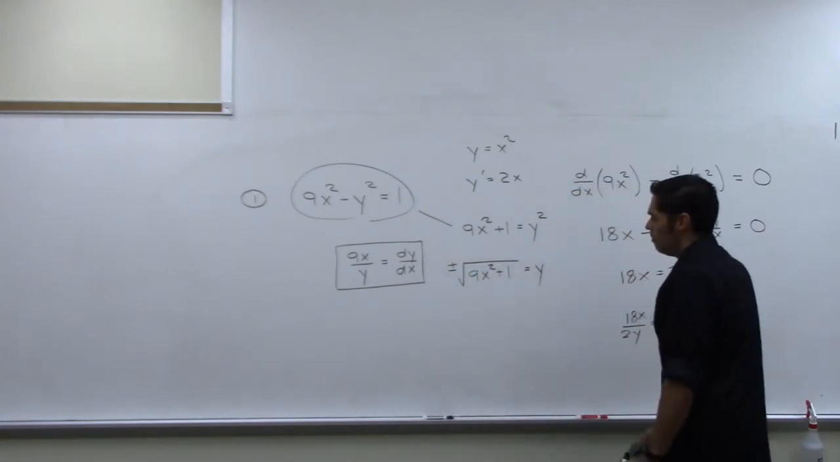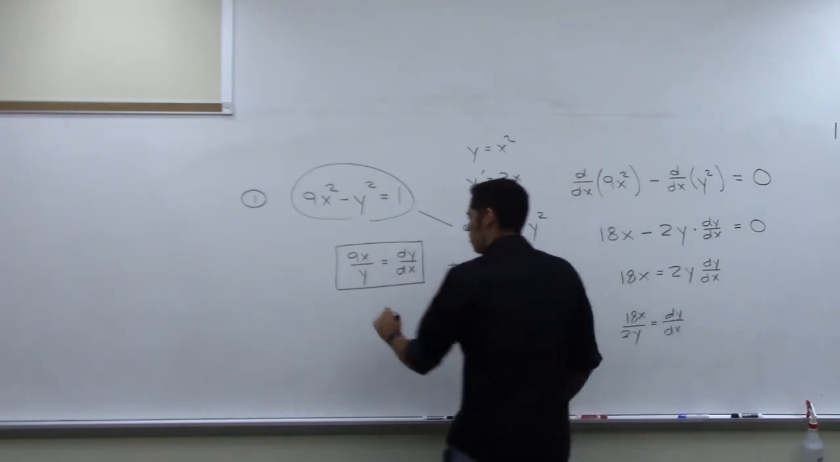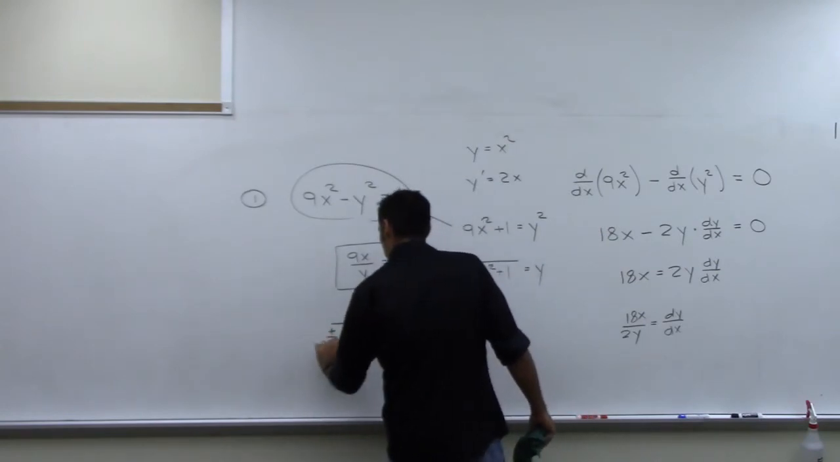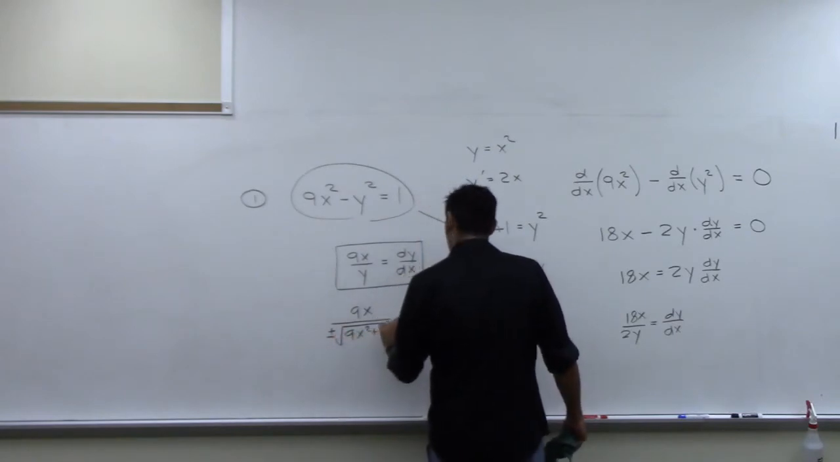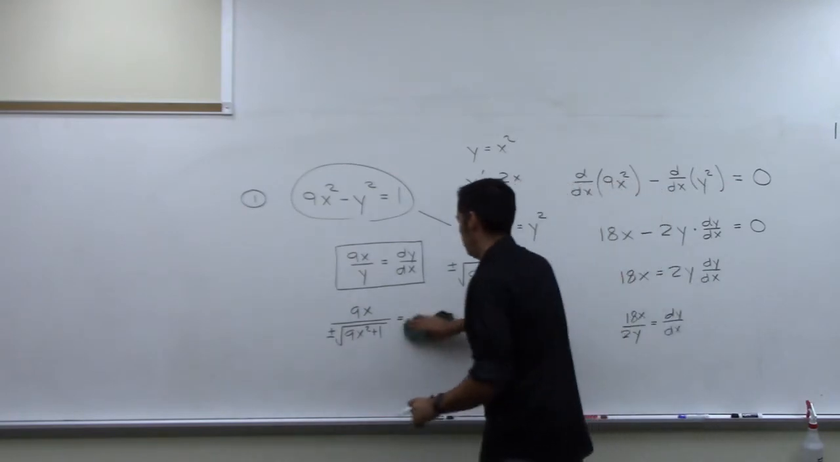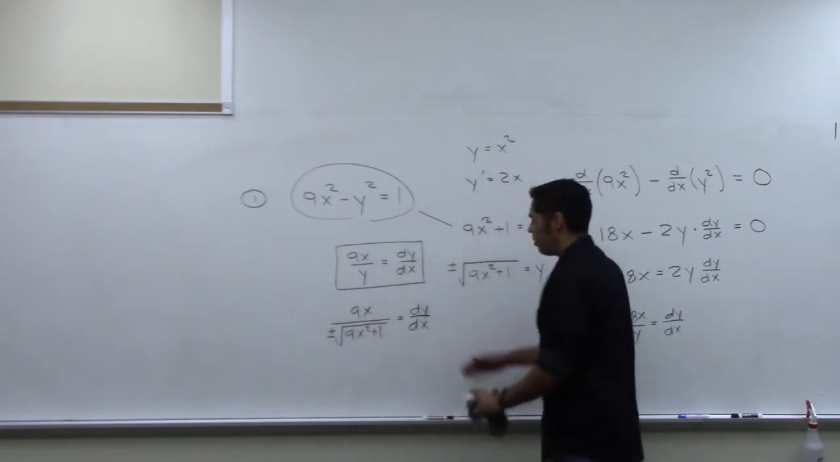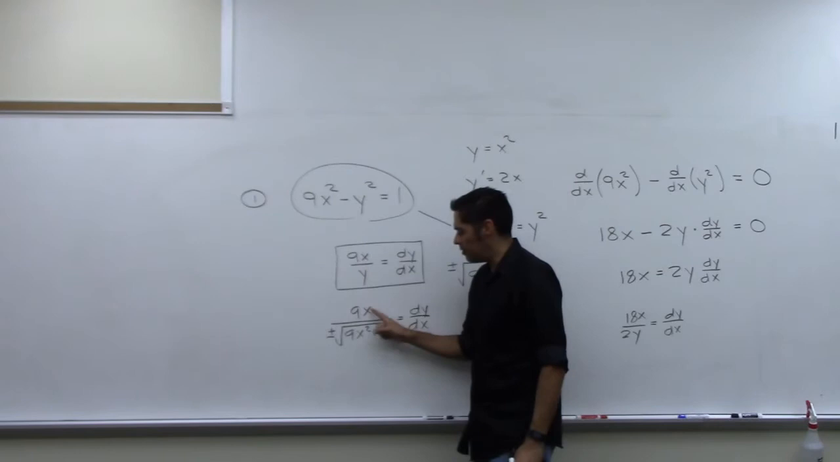And now when I look at this derivative, I can replace this y with this. But notice we're going to get two different answers because we have a plus or minus. And, sorry, this is dy/dx. It's telling us that the slope of our tangent line at any given point is going to be 9x over plus or minus the square root of 9x squared plus 1.